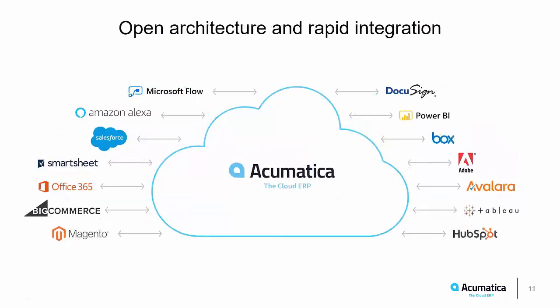Again, we talked a little bit about this, Acumatica being a cloud platform, being able to integrate solutions like DocuSign, Power BI, Adobe Sign, being able to tie into Avalara's tax engine, seamless integration, Office 365, BigCommerce, web platforms, HubSpot. I mean, it's so much easier when you're talking with a cloud platform to another cloud platform. That means less cost for you.